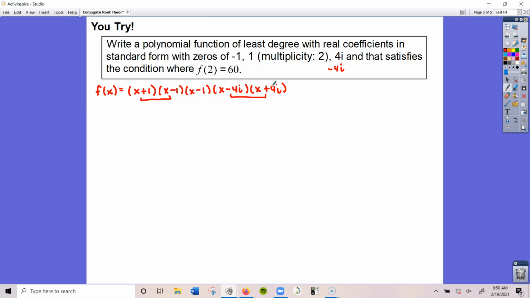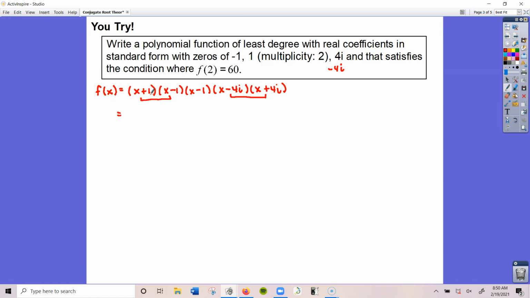Now I'm choosing to multiply these, instead of x minus 1 with x minus 4i, because remember, if you multiply the conjugates together, the imaginary terms will cancel out. Not that doing it the other way is wrong, it's just that it's going to get a little bit messier and it leaves room to make mistakes. So I always choose to multiply those conjugates first.